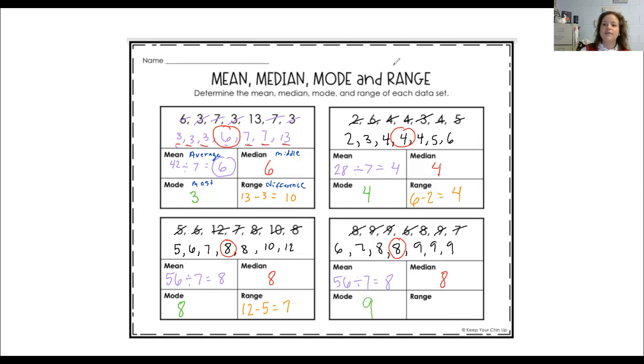9. Good job. And now let's look at our range, which is we're taking our largest number and finding the difference with our smallest number. So we've got 9 minus 6, which gives us 3.